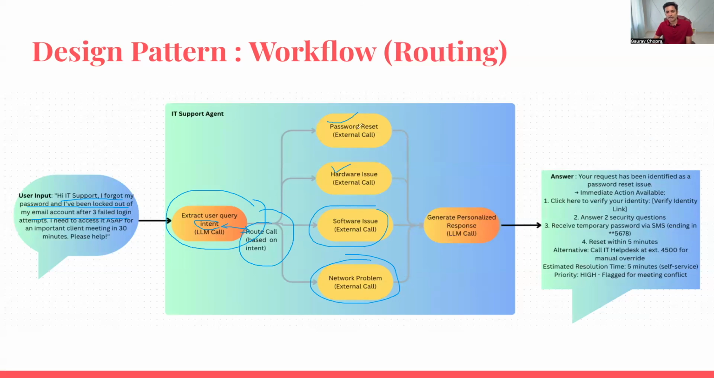Once that issue is addressed, in this case a password reset query, the system sends the response. It generates the instructions and gives them to the LLM, and the LLM looks at the data coming out of the password reset system and generates a personalized message for this employee. It says: your request has been identified as a password reset issue. Immediate actions available: click here to verify your identity. Because it's about a password, someone has to verify that whoever is requesting it is the authentic user.